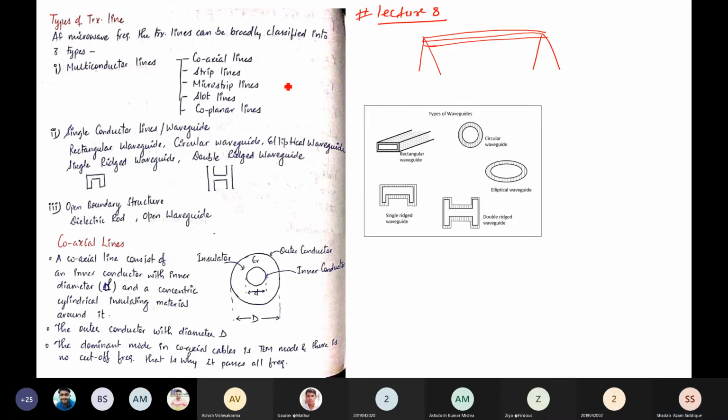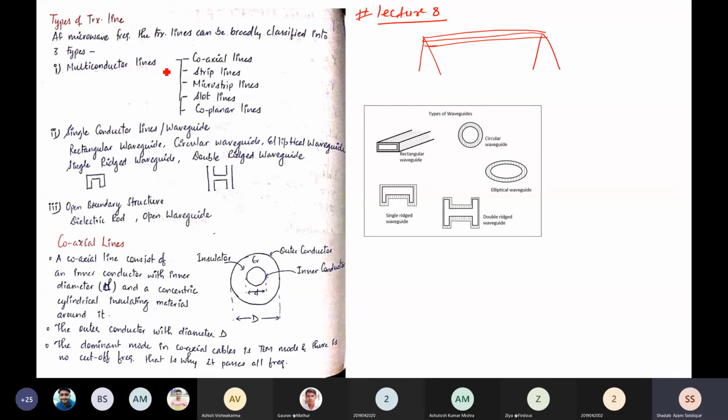Why is the open wire line not used? Because the radiation loss is more, and due to the losses we cannot take microwave energy from one point to another with higher efficiency. So to have efficiency and to reduce the radiation losses, we use these types of transmission lines.